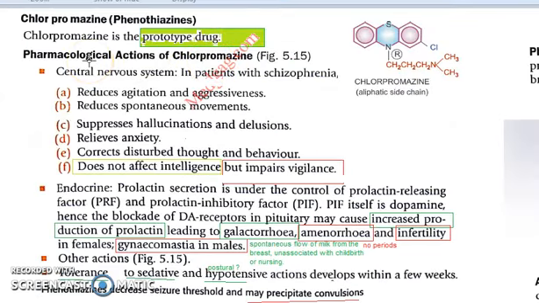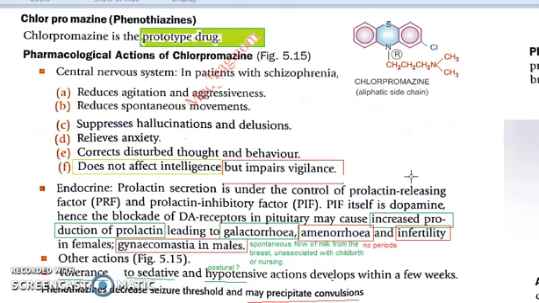So the pharmacological actions are again explained here. Central nervous system in patients with schizophrenia, these are the benefits. It reduces the agitation, aggressiveness, it suppresses the hallucinations, delusions, it reduces spontaneous movements, it relieves the anxiety, it corrects the disturbed thought and behavior. It does not affect the person's intelligence, which is a very good thing, but it impairs vigilance. So can you tell the central nervous system actions on a schizophrenia patient? It reduces the delusions and hallucinations, the anxiety, spontaneous movements, agitation and aggression. It corrects the disturbed thoughts and behavior. It does not affect intelligence, however, it will affect the vigilance.